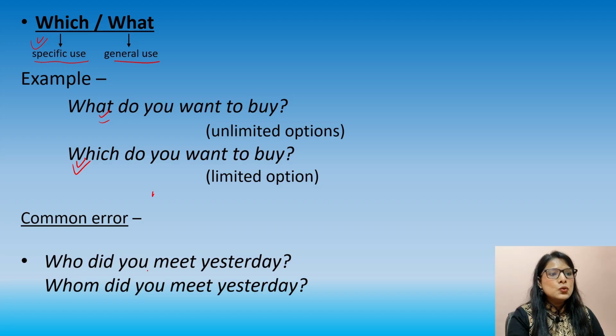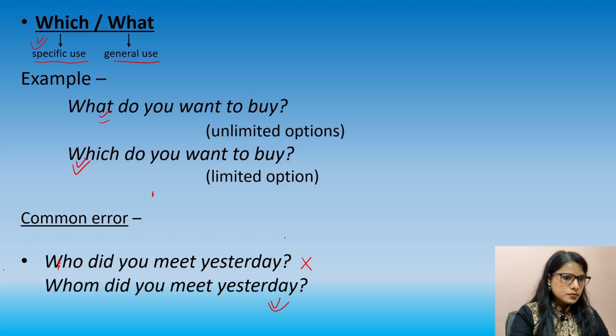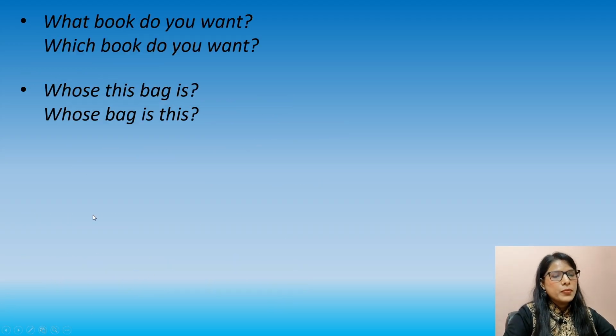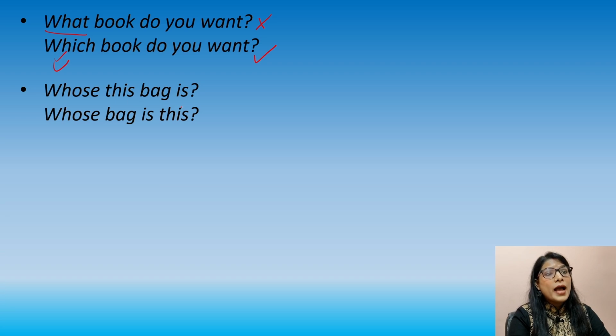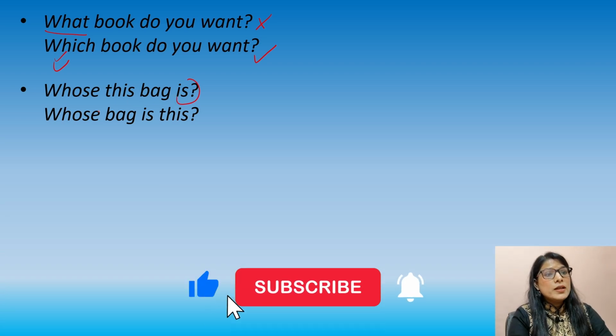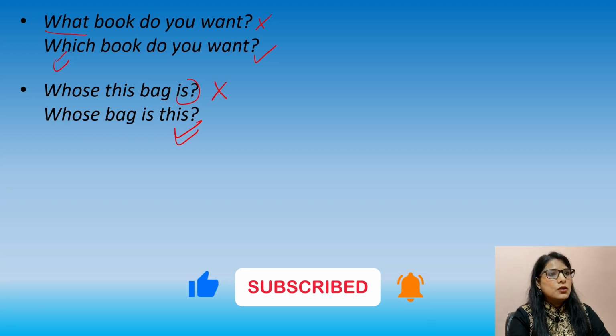कॉमन एरर क्या देखते हैं हम, who did you meet yesterday. No, this is wrong. Whom did you meet yesterday. तो here we will use whom, as I already told you, that whom we use as an objective. किसको तुम कल मिले थे. What book do you want. No, we will use here which, because which is used for selective things or specific things. Whose this bag is, तो is जो है it will come here. Whose bag is this. Okay, so these are the common errors.